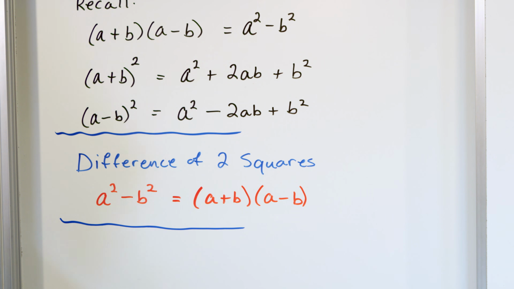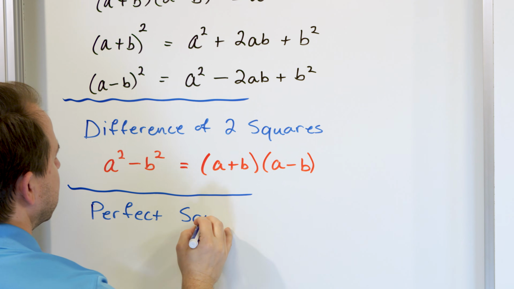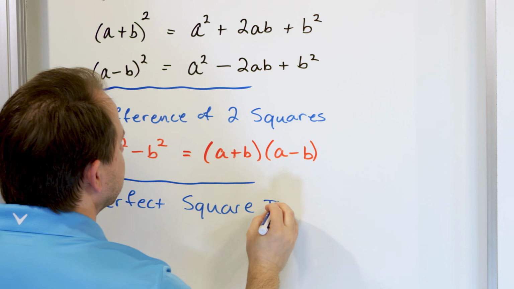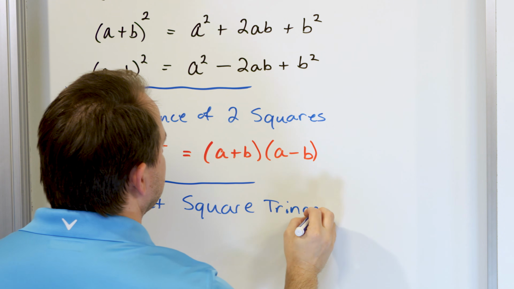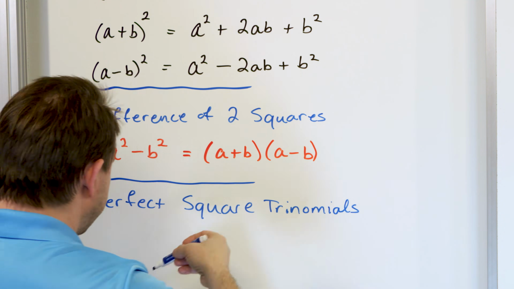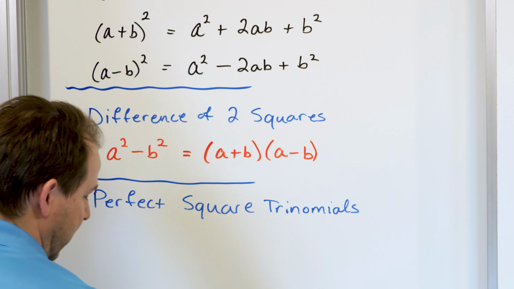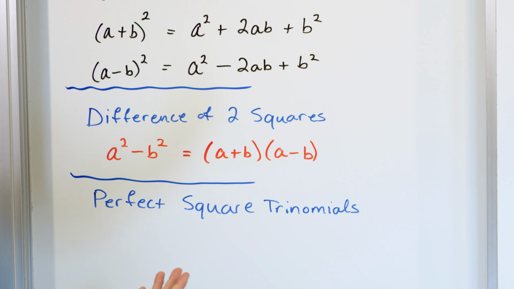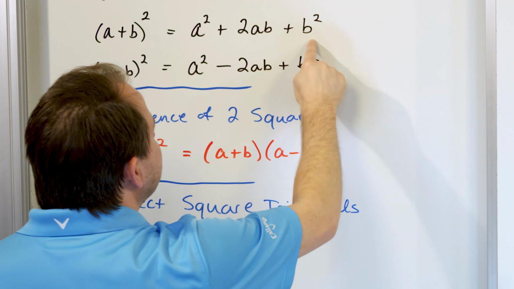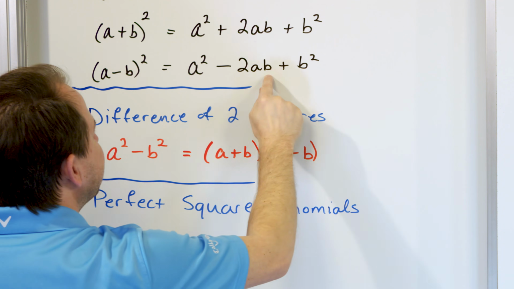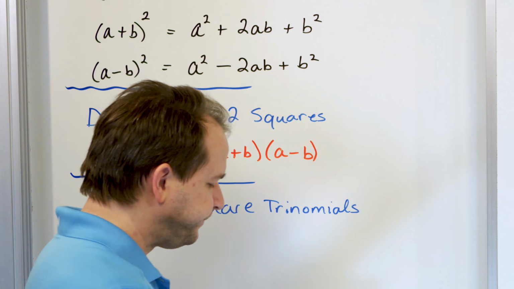And then there's another type of special case. We obviously already have it on the board. It's called perfect square trinomial. Perfect square trinomials. What does that mean? It sounds really, really complicated. But it's not complicated. What we're basically saying is, what is a trinomial? This is a trinomial because it has three terms. This is a trinomial because it has three terms.